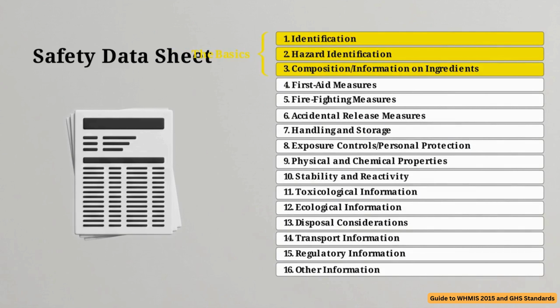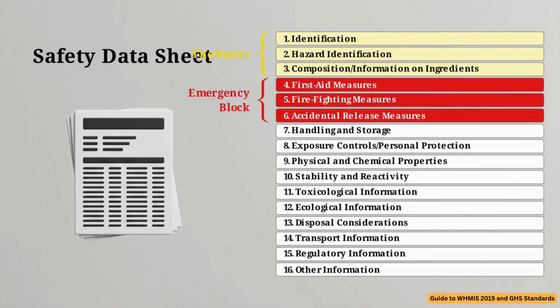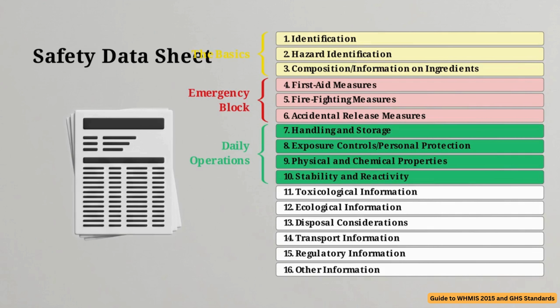Sections 1 through 3 cover the basics: the product identification, a breakdown of its hazards, and a list of its exact chemical ingredients. Sections 4, 5, and 6 form your emergency block. If an incident happens, this is exactly where you look for first aid measures, firefighting techniques, and instructions for containing an accidental release.